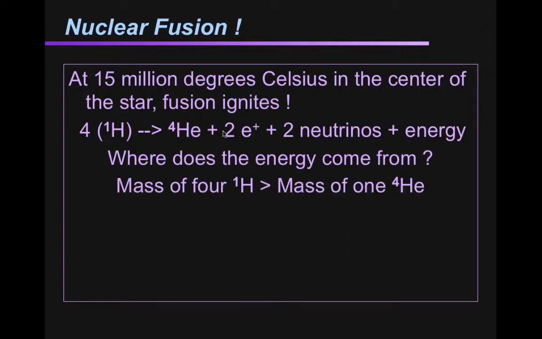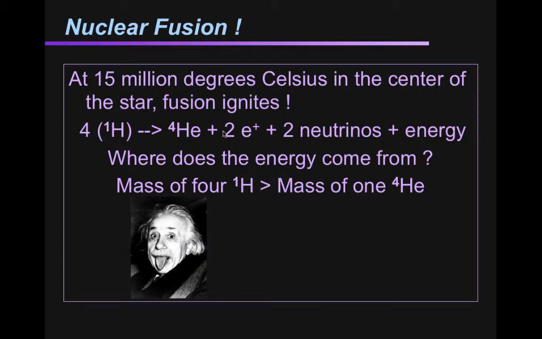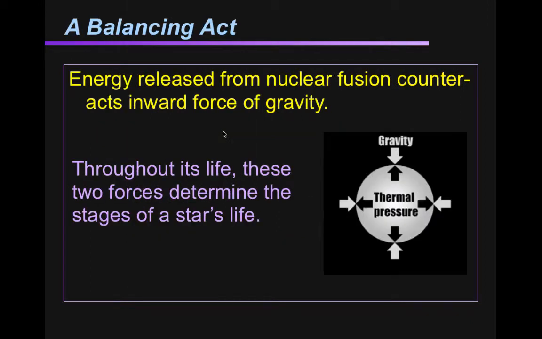So anyway, the energy comes from this fusion reaction. The mass of the 4 hydrogen atoms is bigger than the mass of the helium atom, so when they combine, some of that mass turns into energy. Our good friend Albert Einstein discussed this relationship between energy and mass, and that's his famous equation, E equals mc squared: mass times the speed of light, which is a constant, squared.